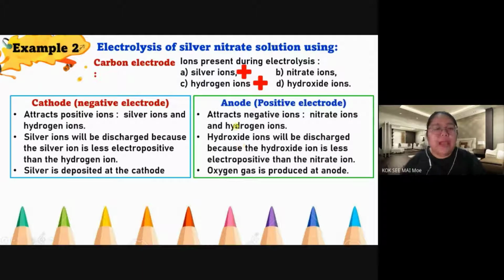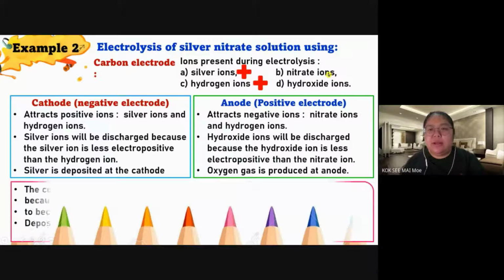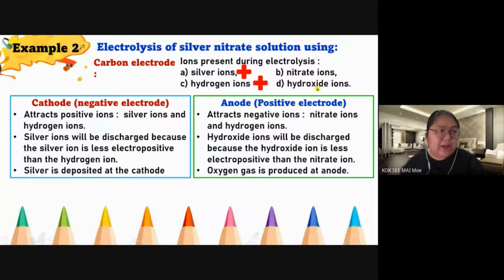Okay, now we see what happens at the anode. The anode doesn't have any dissolving. That means the process is the same as at the cathode, exactly the same, but they attract the negative ions. Now the negative ions are what? Nitrate and also hydroxide. They will attract. Finally, we choose which one to discharge. The less electropositive one is chosen, so this one is the less electropositive negative ion. They will choose to be discharged.